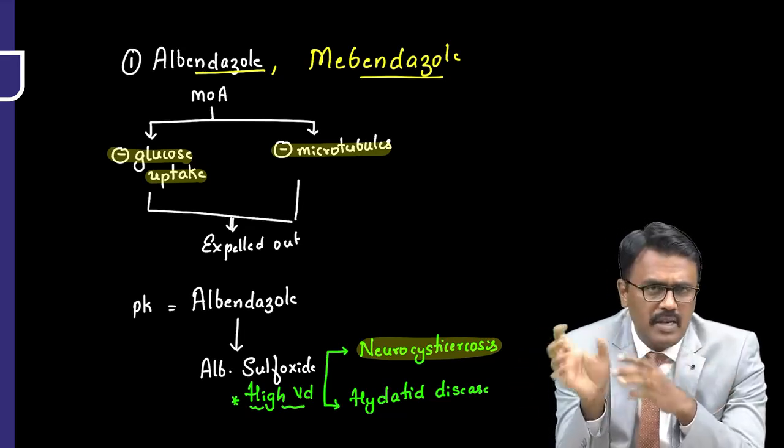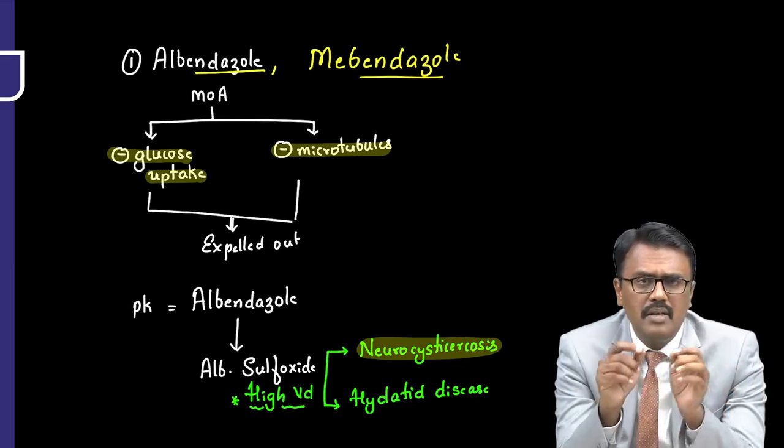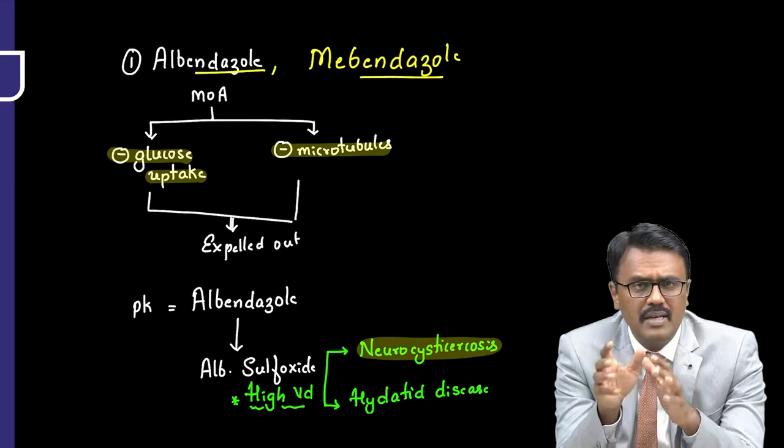Then flukes, it is praziquantel except liver fluke. The drug of choice for liver fluke is triclabendazole. That's it.